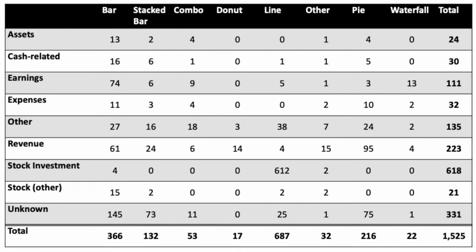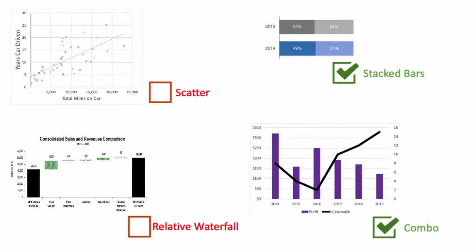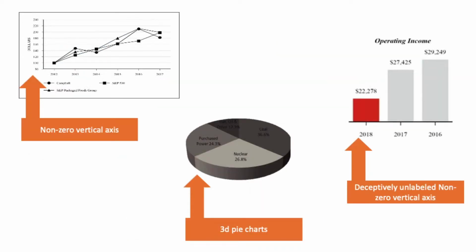This project looked at charts submitted by U.S. public companies in annual 10K reports. The most common chart types were identified, and the more unusual types tested in an experiment. Participants were unsuccessful with scatter or relative waterfall charts, but successful with stacked bar and combo charts. Several design flaws were identified and verified experimentally. Overall, the study shows the need to improve financial chart design.